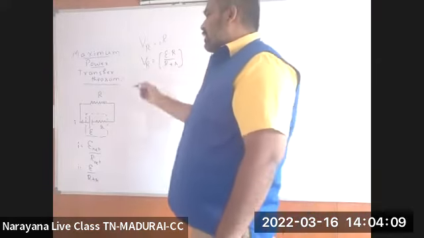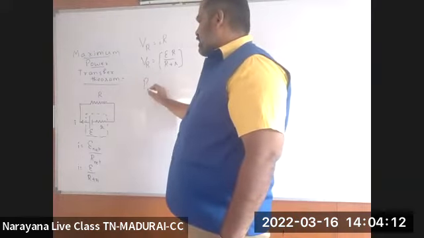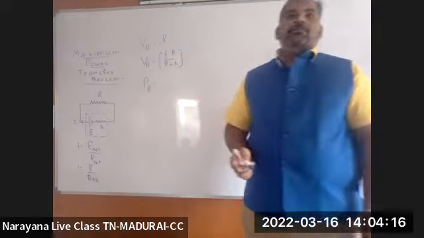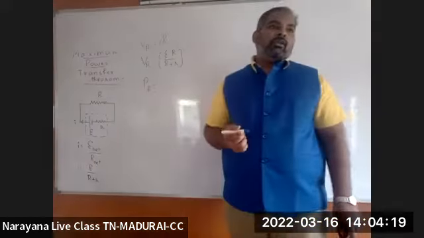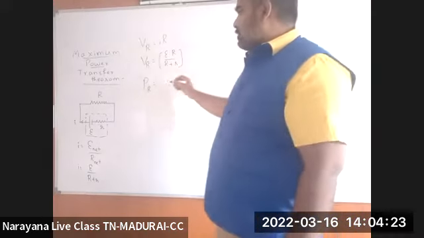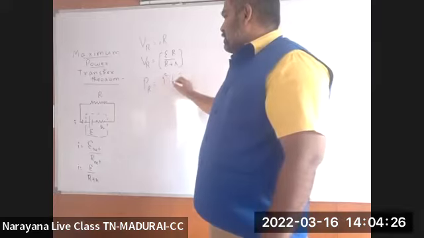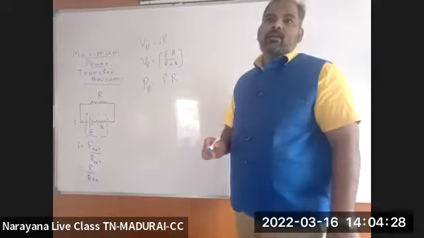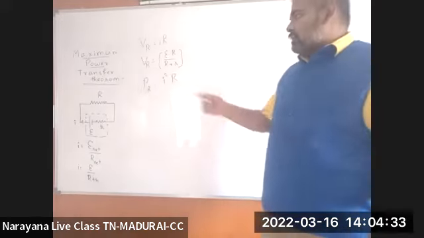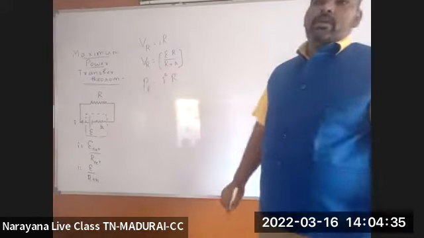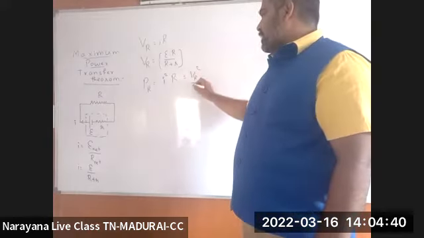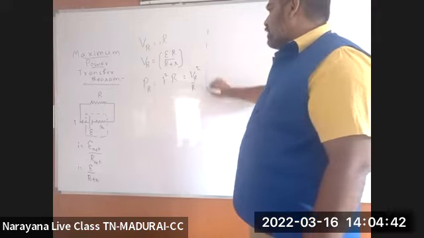And what is the power dissipated across this external resistance? Be careful, that is not a rated power. I am not talking about rated power. I am talking about power dissipated. What is the power dissipated? Many formulas are there. According to Joule's law of heating, I square into capital R, or VR square by capital R also you can write. Both are correct only. Voltage drop across the resistance squared divided by capital R also I can write.